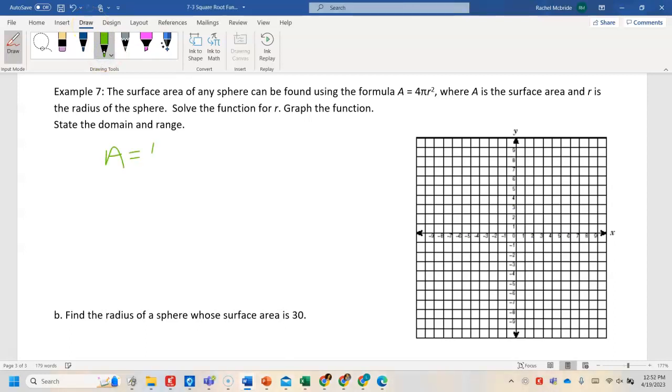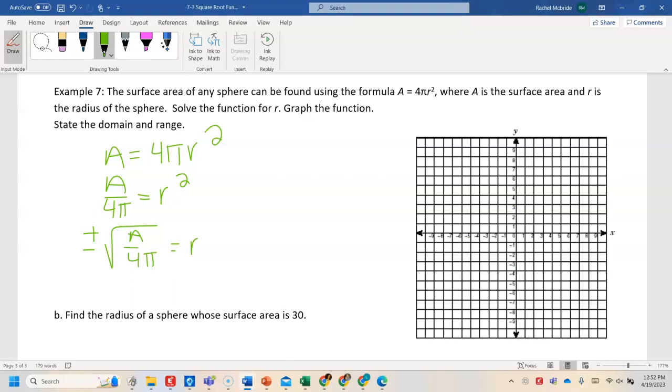So if A equals 4 pi r squared, and we wanted to solve this for r, we would have A divided by 4 pi equals r squared. To get rid of something squared, we take the square root. We know that when we take the square root, we take it with a plus or minus in mind. Why would we not include the negative in terms of this problem?